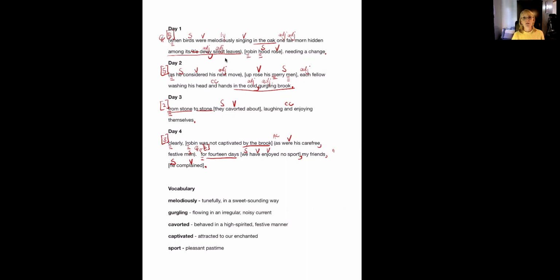Robin Hood rose. We need to capitalize his name, and we capitalize "When." He rose needing a change. So a comma there too. Oops, and I put a period, not a comma.